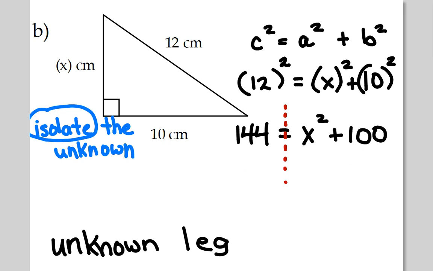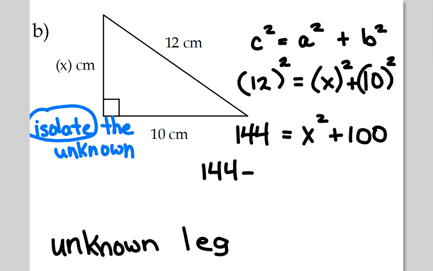And then this is what I do. This is how I think about it. I think about it like this. I want x squared by itself, so 100 needs to go away. What does a positive 100 look like on the other side?